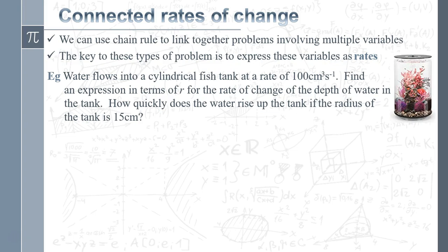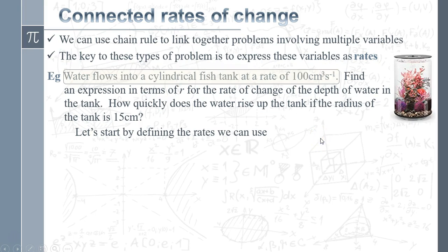So what we've got here is a cylindrical fish tank, and we know we've got water flowing into it at a rate of 100 centimeters cubed per second, and we want to find an expression for the rate of change of the depth of water in the tank. There's a lot of information in that question that we've got to extract, so let's break it down step by step, and we'll start by defining the rates that we're talking about.